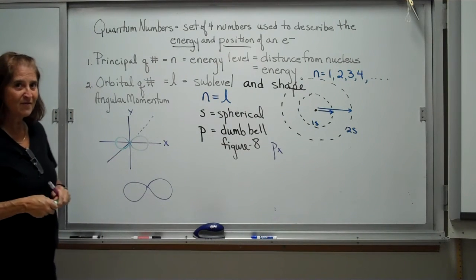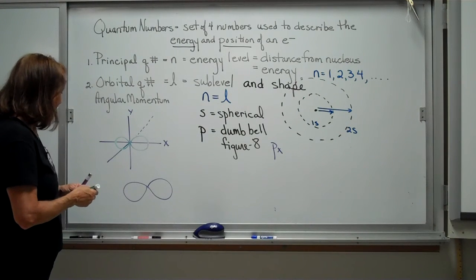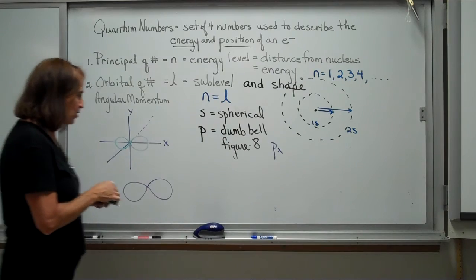They should be lobes of equal size and distribution. Can't draw so well today. So that's my p in the x. Then we could have p in the y.